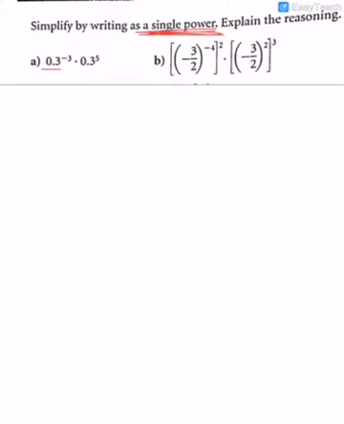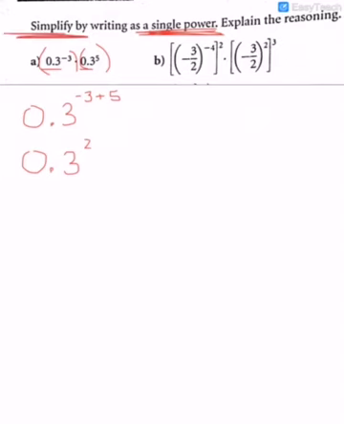Here we have the same base, so that means I can use my exponent laws. I'm multiplying these together, so when I multiply, I have to add the exponents. So that means we have 0.3, and the exponents are negative 3 plus 5. Again, I have to add them together. So that really gives us 0.3 to the power of 2. Now I can leave my answer like that because it doesn't say evaluate, it says simplify. Let's try the next one.